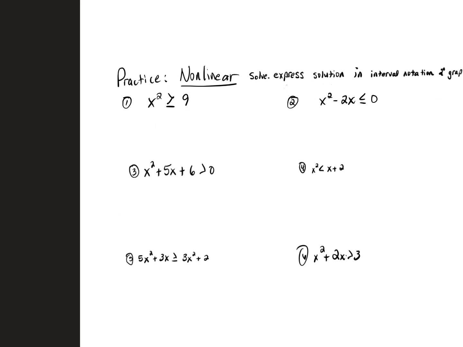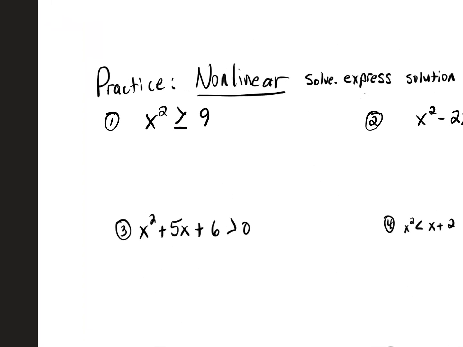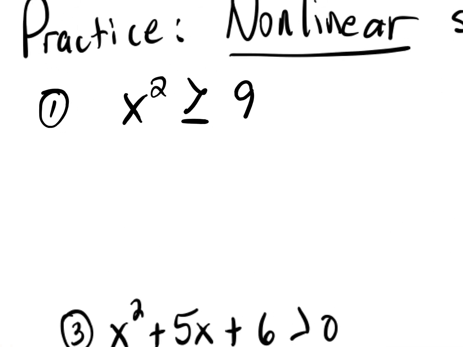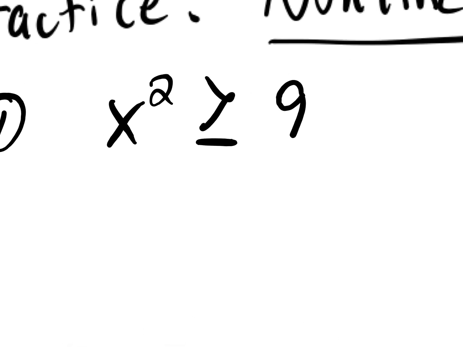Let's do some of these together, okay? Before we even start, let's just look at this for a second. This is nonlinear because it's squared, right? So the first thing you need to do is move everything to one side. So when I move the 9 over, this becomes what? X squared minus 9 is greater than or equal to 0. Once you have everything moved over, we can now look at our little trick.